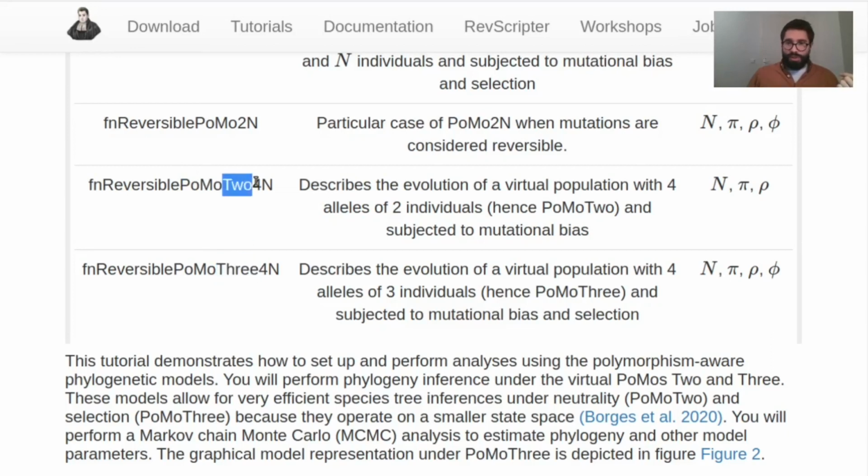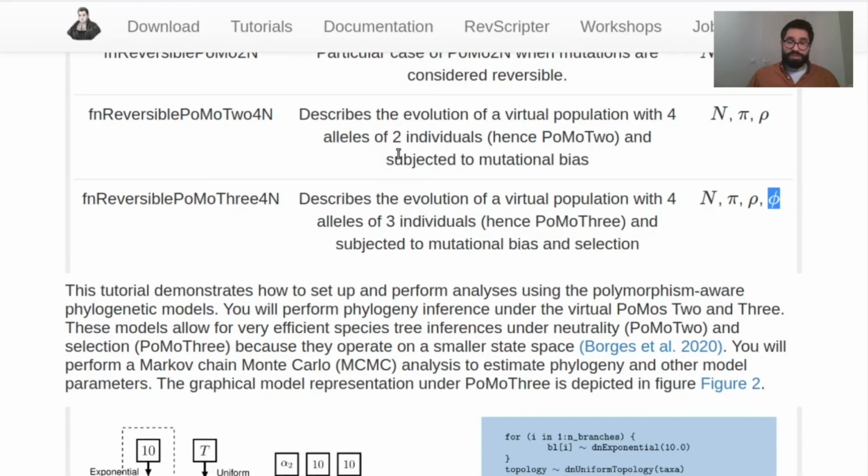However, with 2 virtual individuals we cannot really identify selection, so it is unidentifiable. That's why you cannot see the fitness vector being defined as an argument of this function. However, with 3 virtual individuals, the selection coefficients are identifiable, and we can again estimate them. So these 2 models are quite handy because with one we can make phylogenetic inferences accounting for mutational biases but neutral, and in this case we can do inferences by additionally considering selection, and they are computationally efficient.